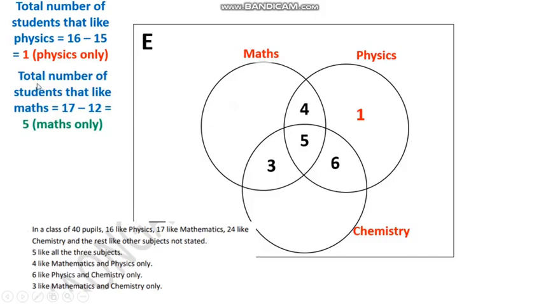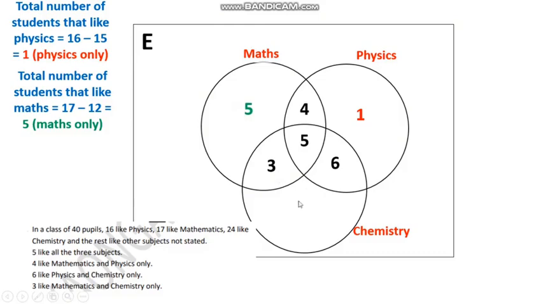So here I have said the total number of students that like maths in total is 17. 17 minus 12. Where is this 12 coming from? We have added 4 plus 5 plus 3. That's where the 12 is coming from. So 17 minus 12, we are going to get a 5. So 5 shows the number of students that like maths only, which is going to be written right here. Okay, so I hope this is clear.